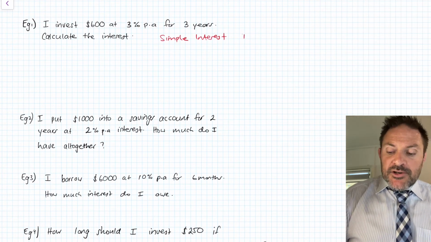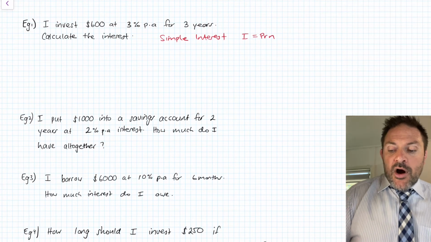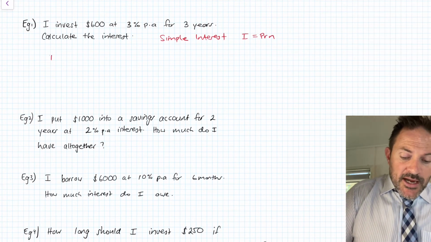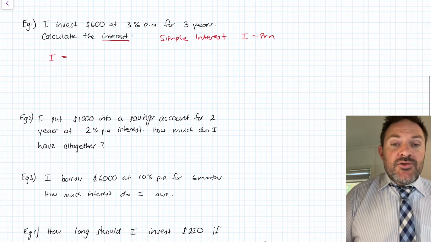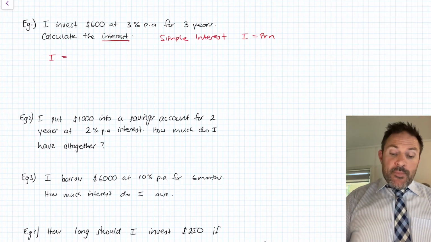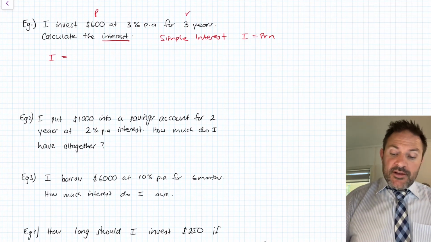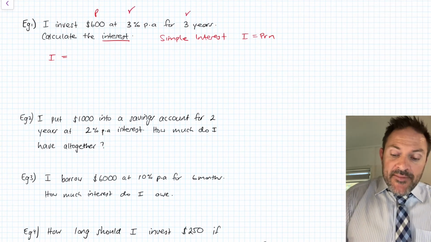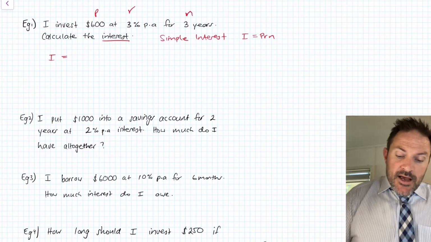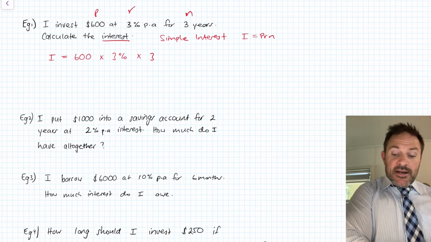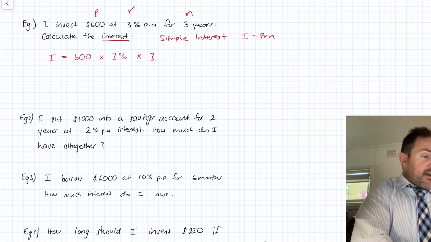So the minute I know it's simple interest, I write down the formula I equals PRN. I'm now going to come over to here and say, well, we want to calculate the interest. So I'm looking for the I. So it means I've got the P value, which is 600, the R value, which is 3%, and the N value is 3 years. I'm still going to type that in, 600 times 3% times 3. And of course, you can use the percentage button or 0.03. I'm going to put that in my calculator.